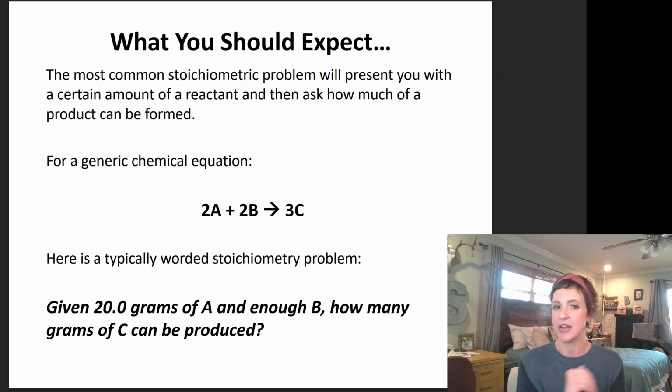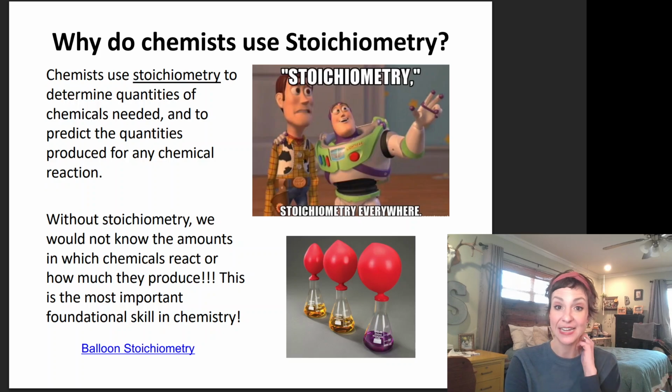So let's say for a generic chemical equation like this, 2A and 2B, so those are my two reactants, makes a product 3C. On that chemical equation, I could ask a typically worded stoichiometry problem like this. Given 20 grams of A and enough B, how many grams of C can be produced? So this is the purpose of stoichiometry. I can do calculations like this about a chemical reaction equation to see how much product I can make.